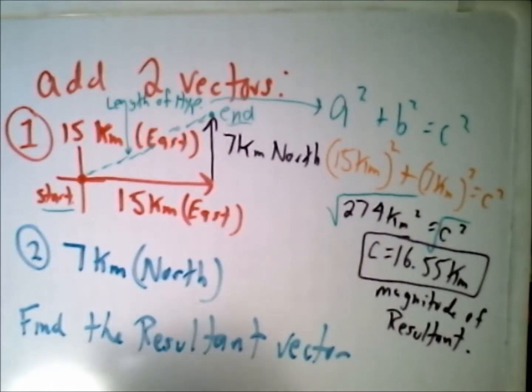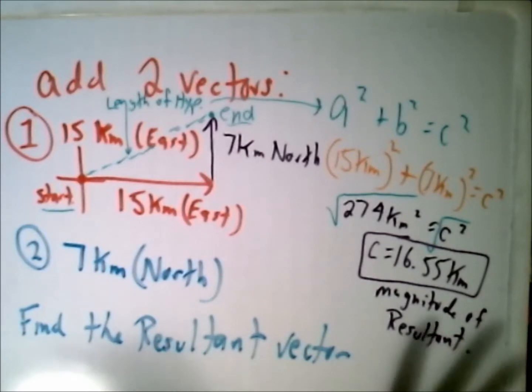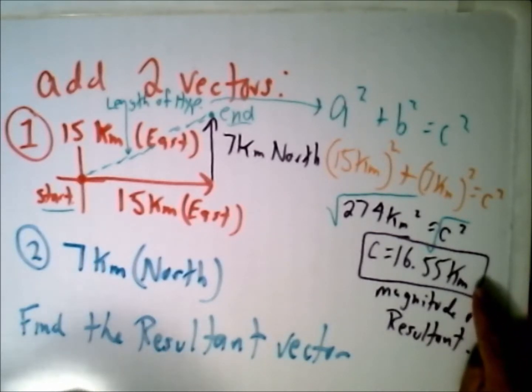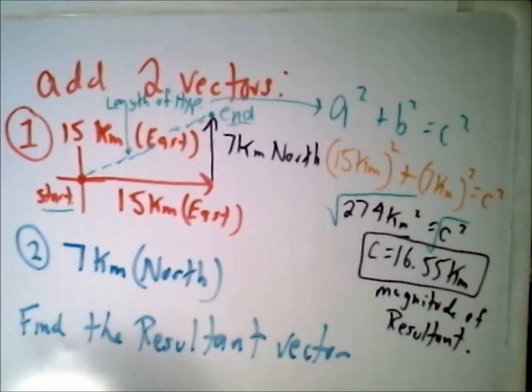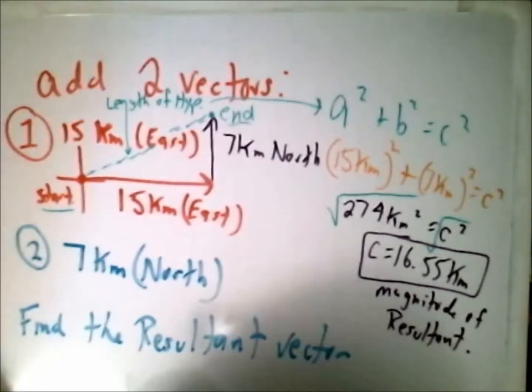Remember, a vector is made up of two different parts. One part is just the number. This is the number right here. So the magnitude of the resultant is just the number. And we also need to get the angle. So how could we get the angle? Well, there's one formula that I haven't used yet.